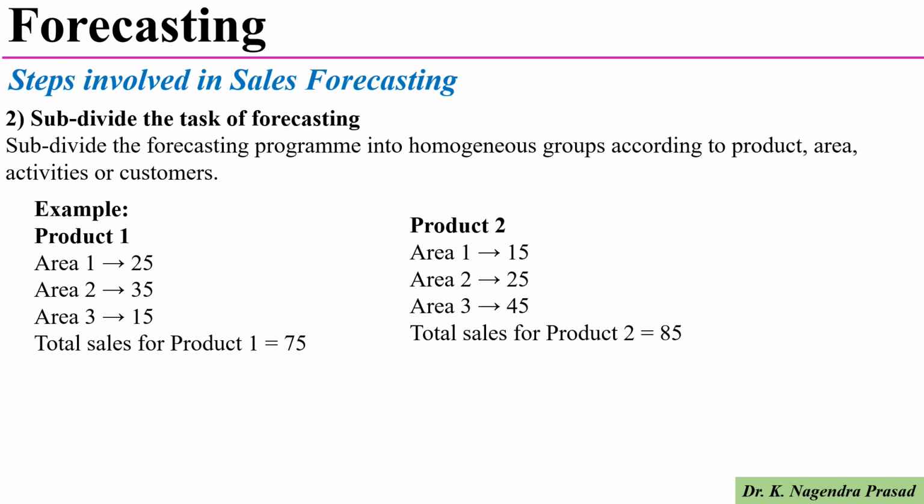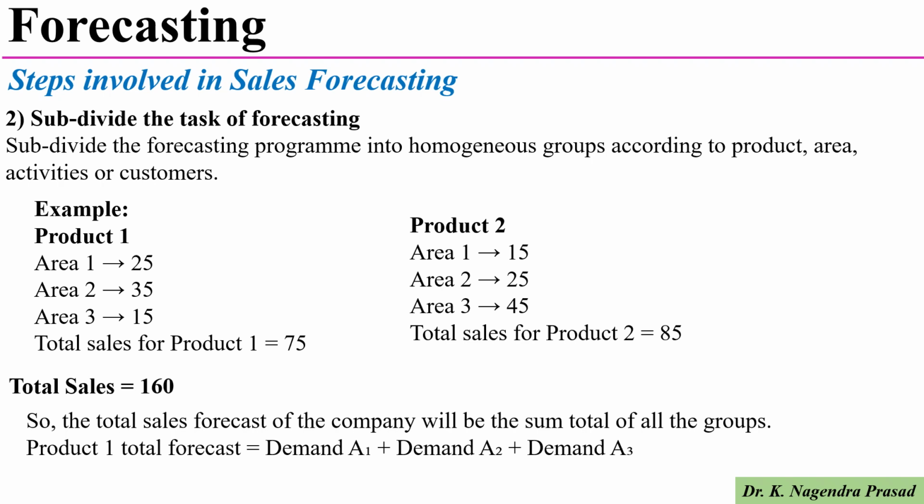So total sales of product 1 is 75 and total sales for product 2 is 85. Then total sales is 160. So the total sales forecast of the company will be the sum of all the groups. The product 1 total forecast is the demand in the three different areas: demand of area 1, demand of area 2, and demand of area 3.